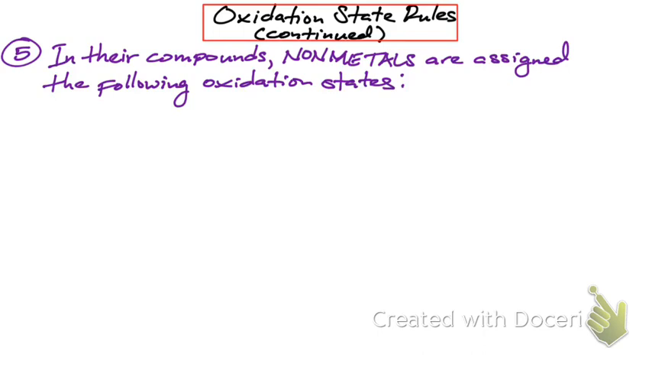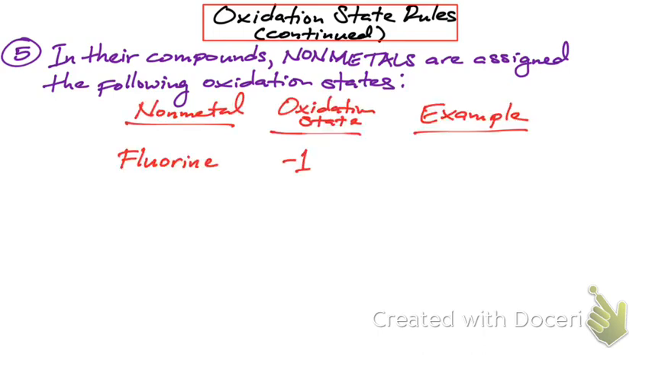Here's rule number 5. In their compounds, nonmetals are assigned the following oxidation states. So for fluorine, right? Fluorine is a nonmetal. It has an oxidation state of -1. Okay. And an example here is magnesium fluoride. So each fluorine in this ionic compound would have a -1 oxidation state.